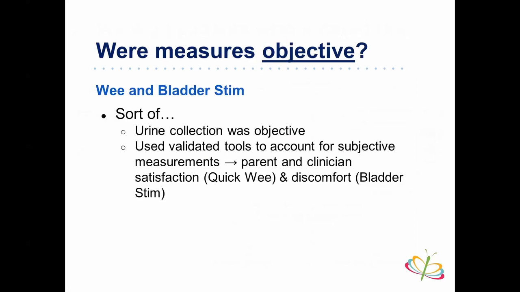Okay, were measures objective? For both, again, sort of. Urine collection is objective, either they urinated or they didn't urinate. But then they used validated tools to account for subjective measurements. So something that is subjective, they made objective. For the Quick-Wee, they looked at parent and clinician satisfaction, and for the bladder stim, they looked at discomfort.